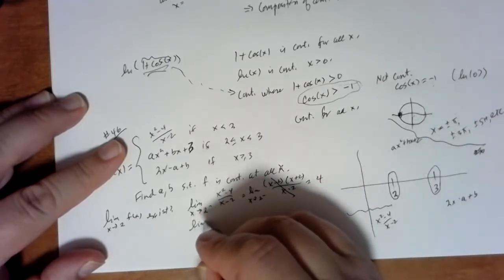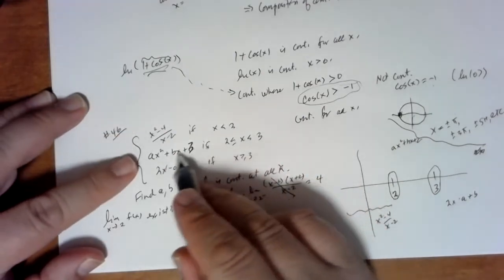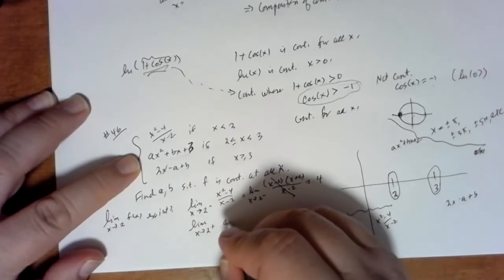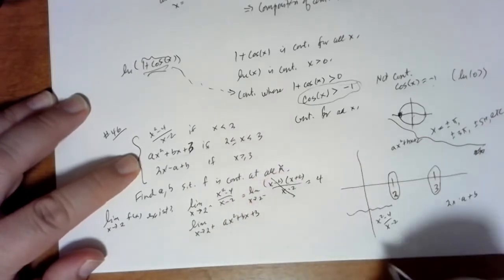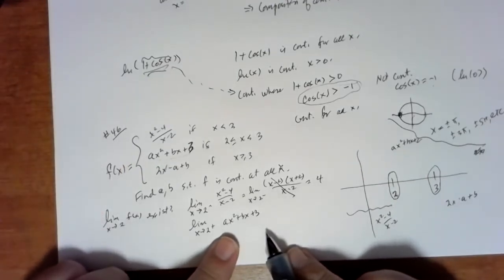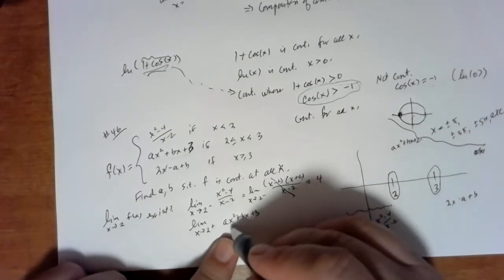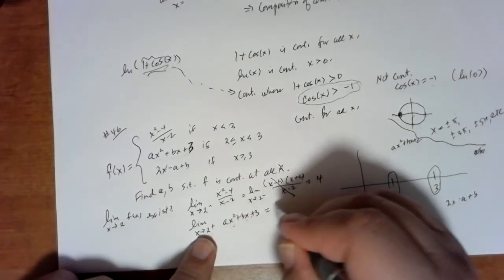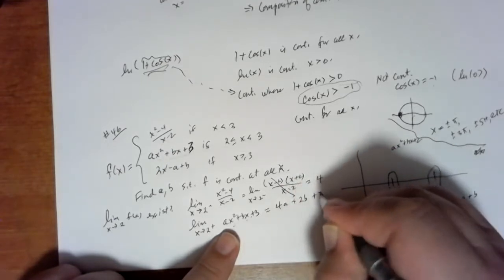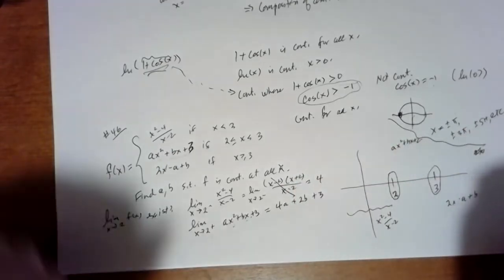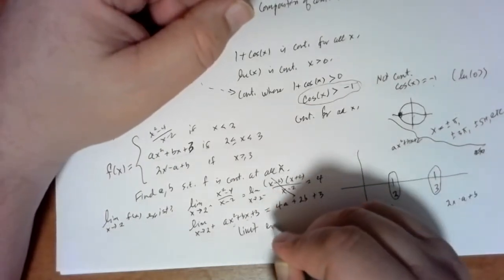What happens when we come in from the right? Then we have to use this parabola, right? Ax squared plus bx plus 3. And because this is a parabola, the limit will be what it is if we just stick the number in for x, right? And so that limit is going to be 4a plus 2b plus 3. Good. So far, the limit exists.